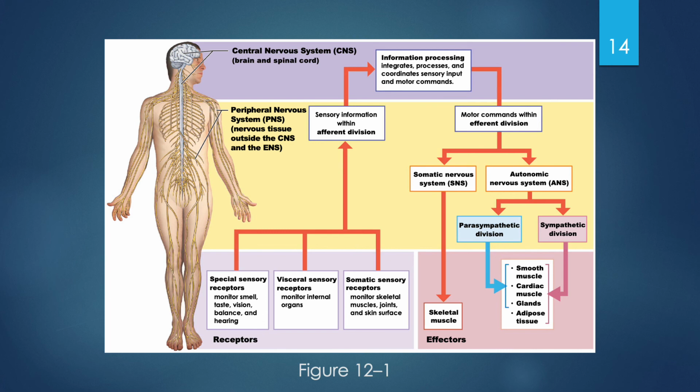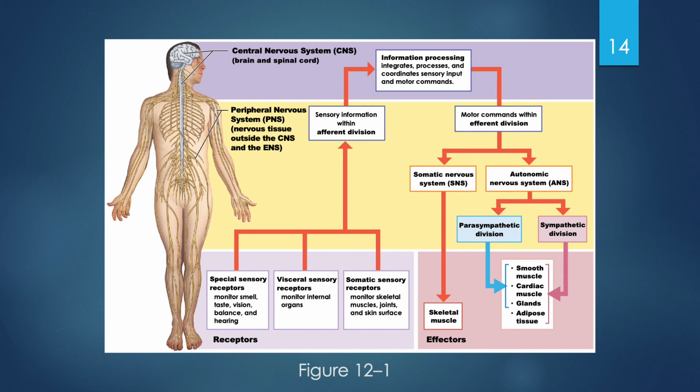Figure 12-1 in your text gives you a general overview of how all of these parts come together to allow us to respond to our environment. So let's start on the bottom left, down with all the receptors by the feet of this individual, standing in anatomic position, keep in mind, with the palms facing anterior. At the very bottom we have special sensory receptors, visceral sensory receptors, and somatic sensory receptors.